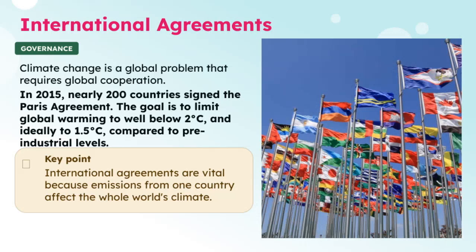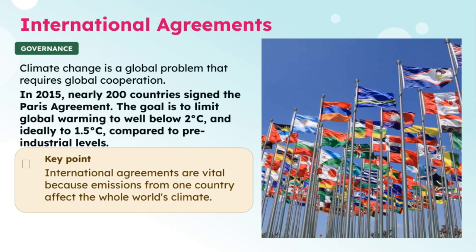Climate change is a global problem, so it requires global cooperation. Greenhouse gases do not stay neatly within national borders. Emissions from one country affect the whole atmosphere and therefore the whole planet. This is why international agreements are important.